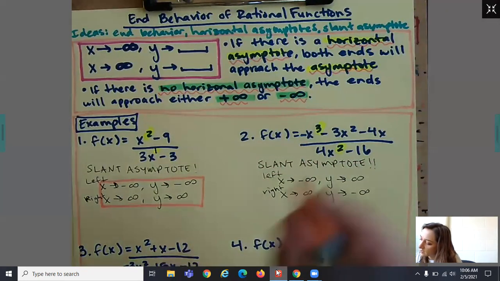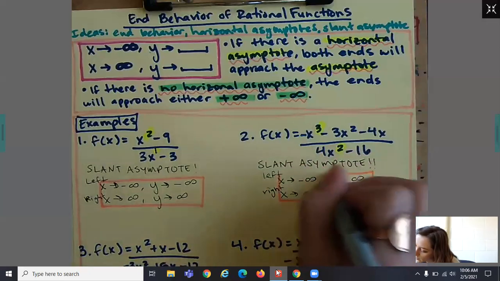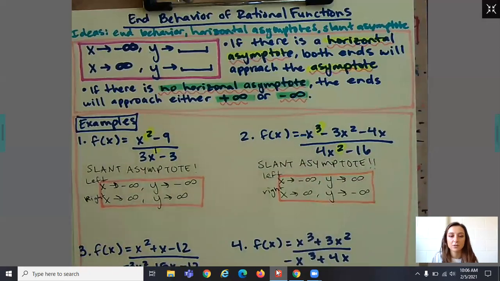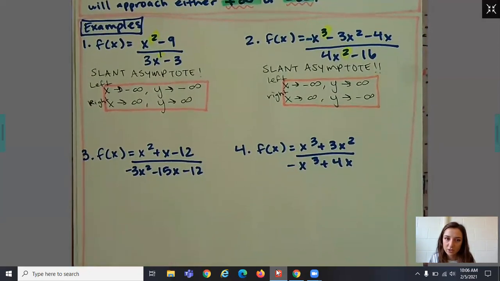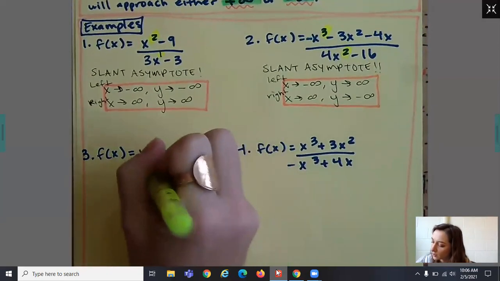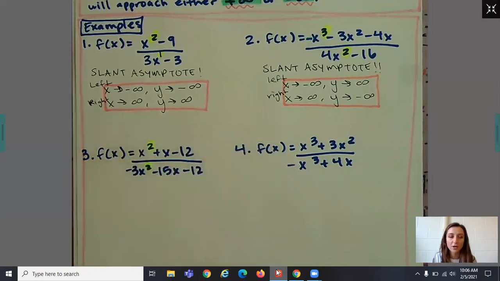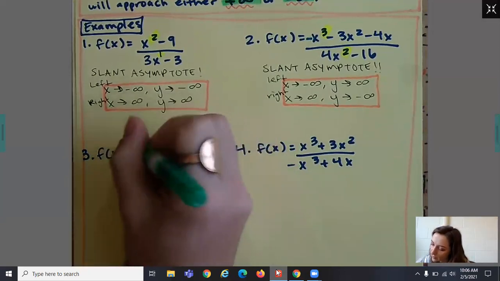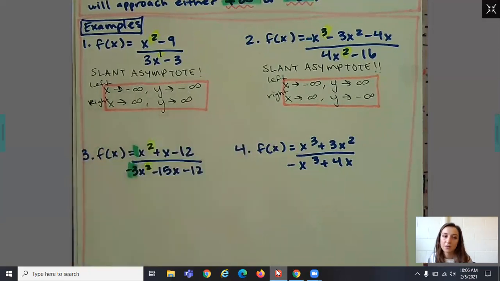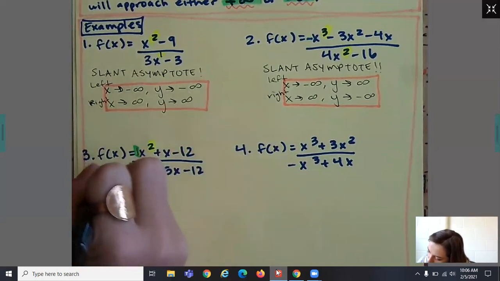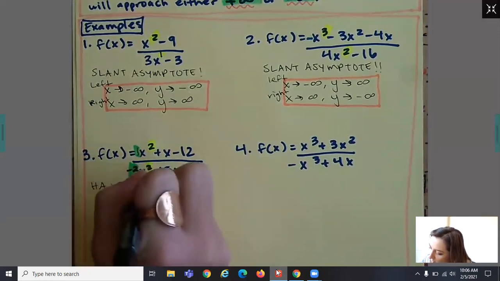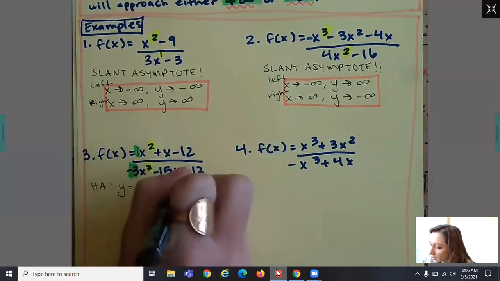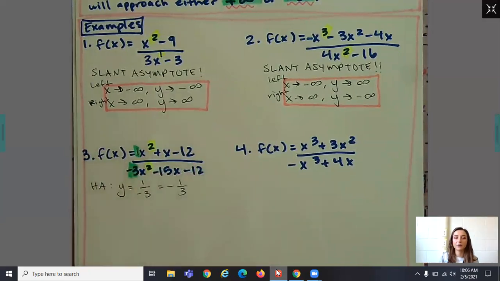Okay, so let's try out another one. And we'll try out some without slant asymptotes. So these actually will have horizontal asymptotes. So let's look at this first one. The degree of the numerator is equal to the degree of the denominator, so it's going to be the ratio of their leading coefficients. The leading coefficient at the top is 1, so the horizontal asymptote is at y equals 1 over negative 3, which is the same thing as negative 1/3, so I like the way that looks better.